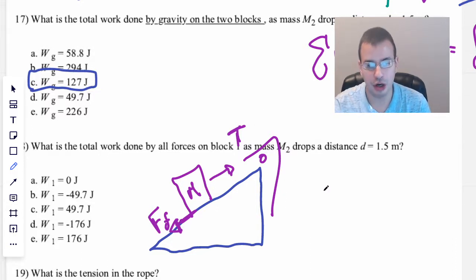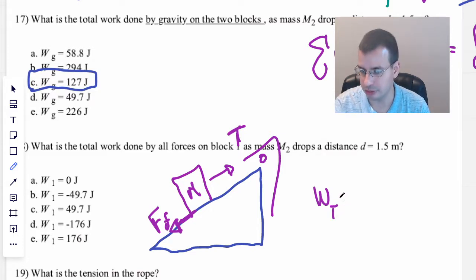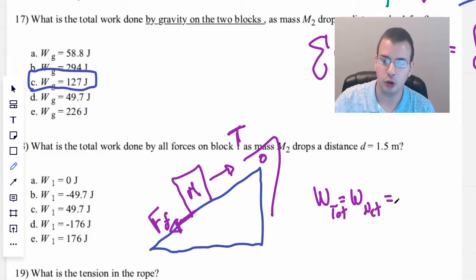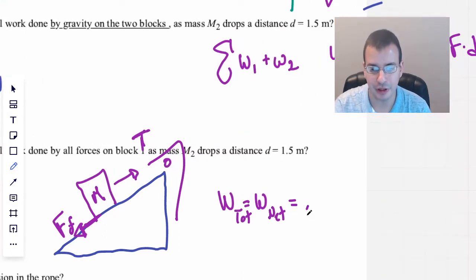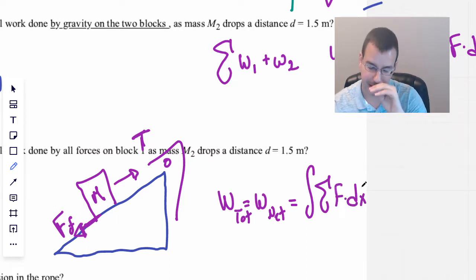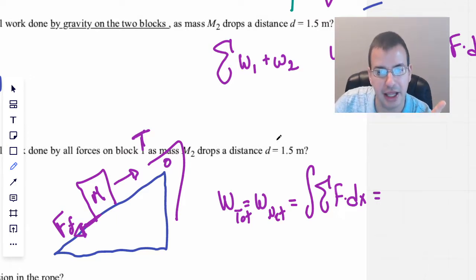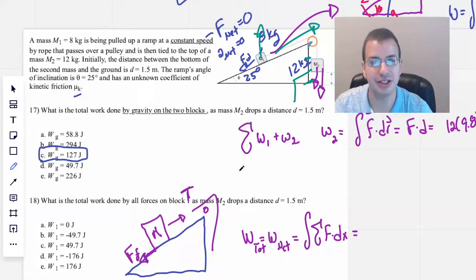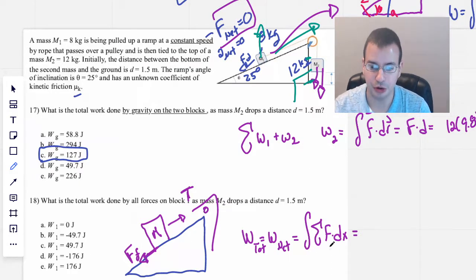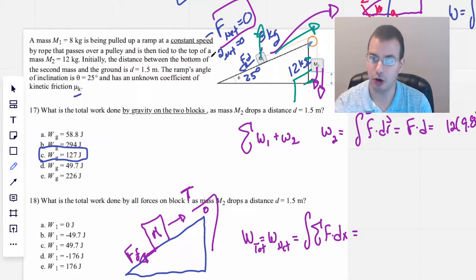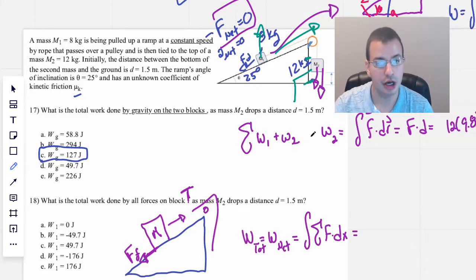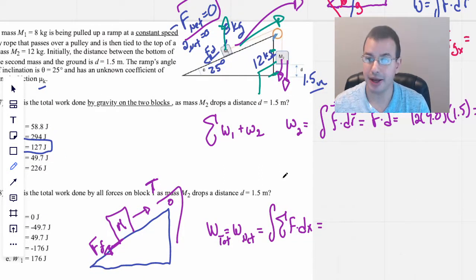And so we're going to look at this as work. I'm going to call this W total, which is the same as saying W net, which will be the integral of all the forces times the displacement. And so what we know then is the net force, the total force, the sum of the forces, is 0 because it's a constant speed. Another way to see that is through the kinematic equations.